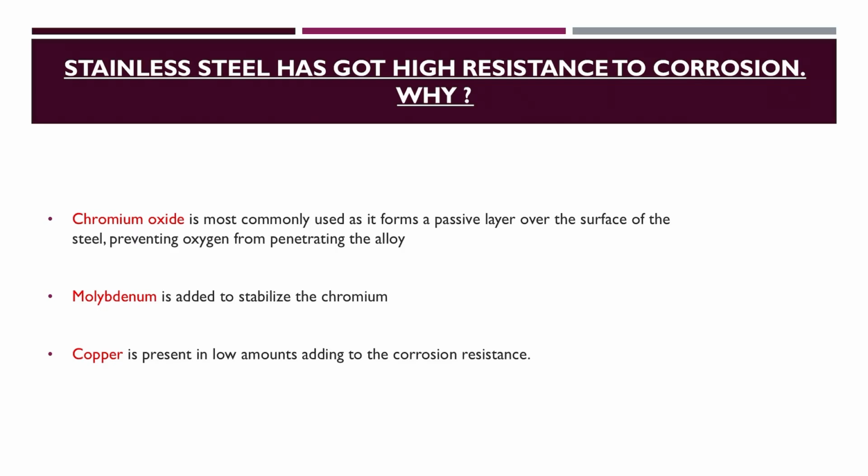Stainless steel has high resistance to corrosion, and why? Chromium oxide is most commonly used as it forms a passive layer over the surface of the steel, preventing oxygen from penetrating the alloy. Molybdenum is added to stabilize the chromium, and copper is present in low amounts, adding to the corrosion resistance.